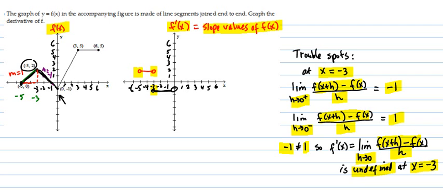Then from 0 to 3, you have this segment, also constant slope because it's a line. And what is the slope of that line? Go over 3 and up 6. So it's a slope 2 line. So we go up to 2, and you have your open circle, and that's good all the way till 3.